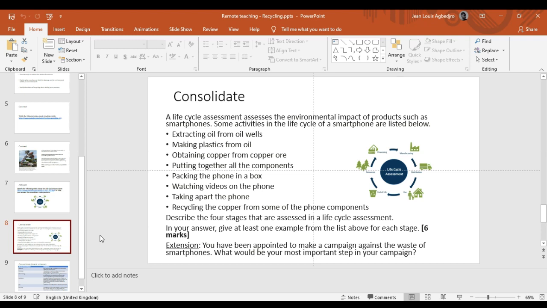As an extension, if you feel confident, imagine that you've been appointed to make a campaign against the waste of smartphones. What would be your most important step in your campaign? So if you feel confident with this task, try to also answer this question.